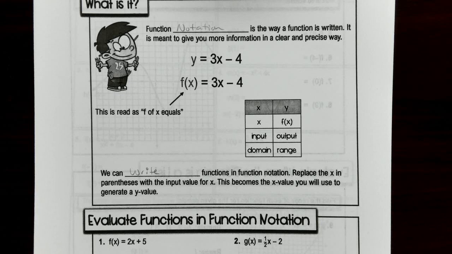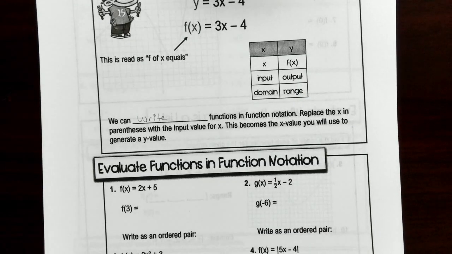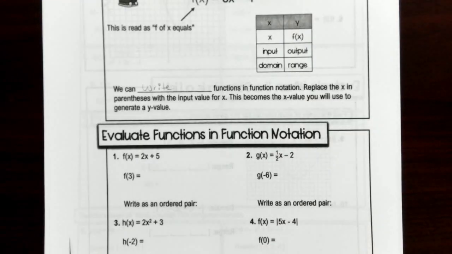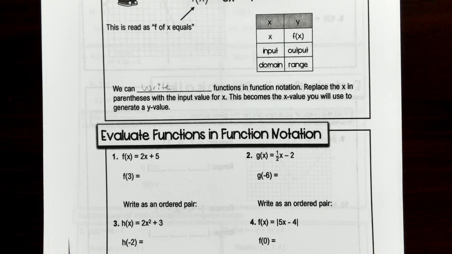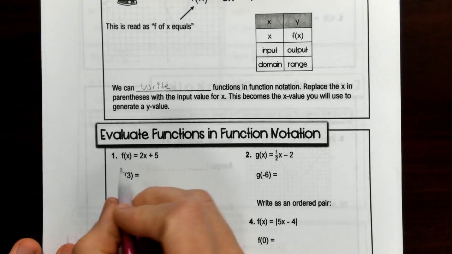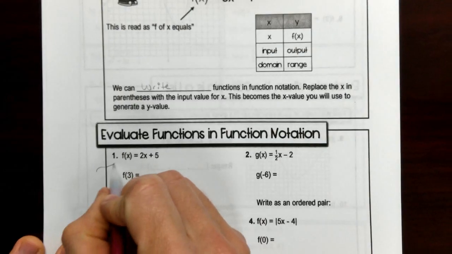So we've already kind of talked about that. All right, so evaluating functions in function notation. We're going to jump right into our examples. Nothing really to learn because we know how to plug in numbers. We've already talked about how to simplify expressions and solve for x, so it's no big deal. All right, so here we go. Number one, f of x. Again, this is us writing it in function notation.